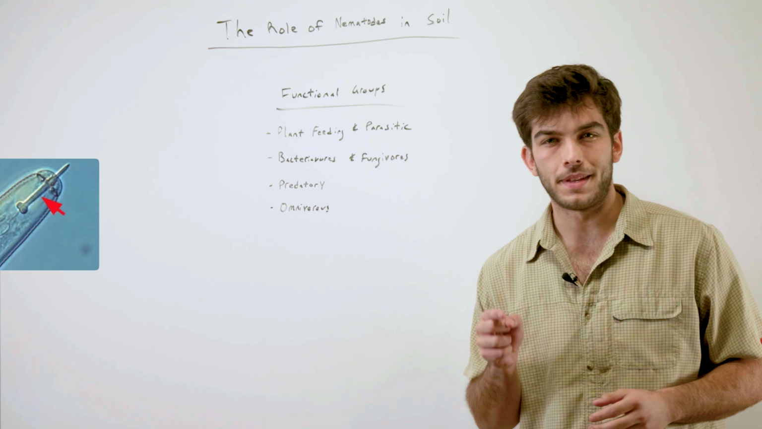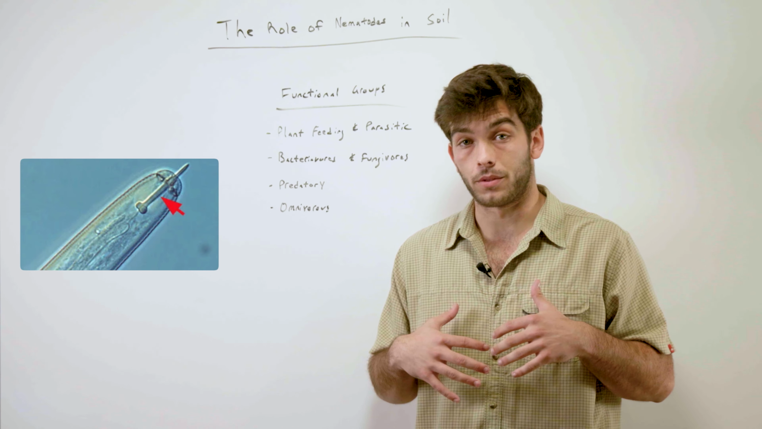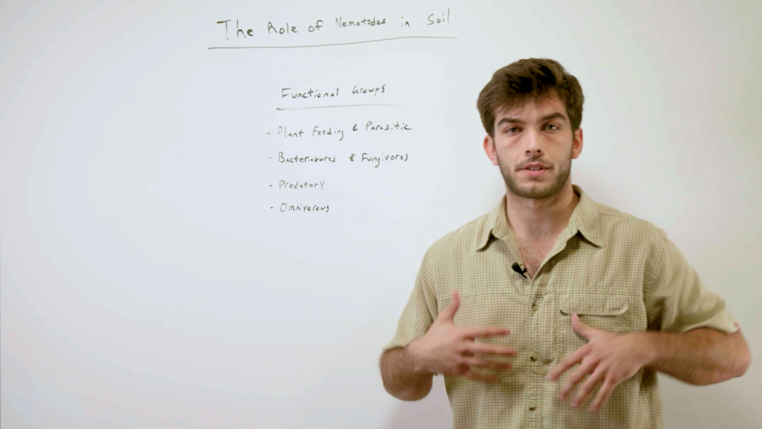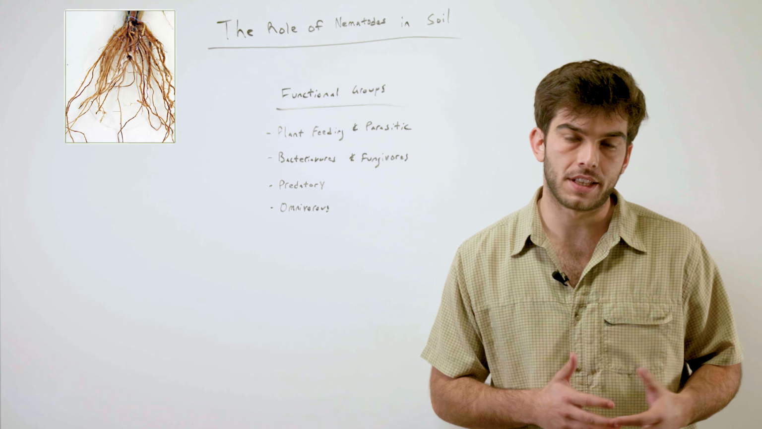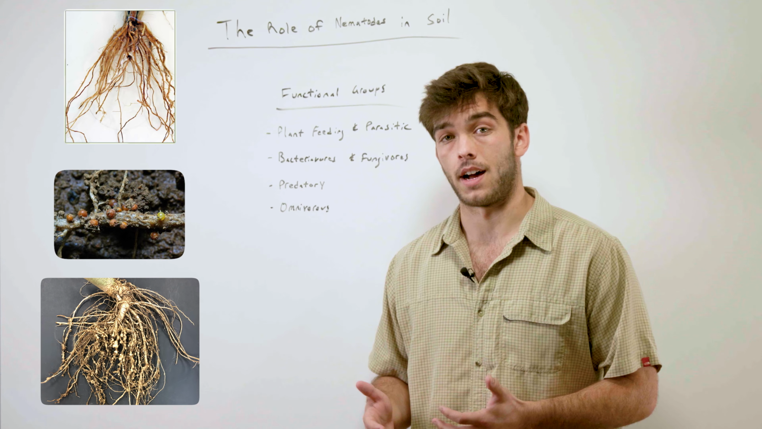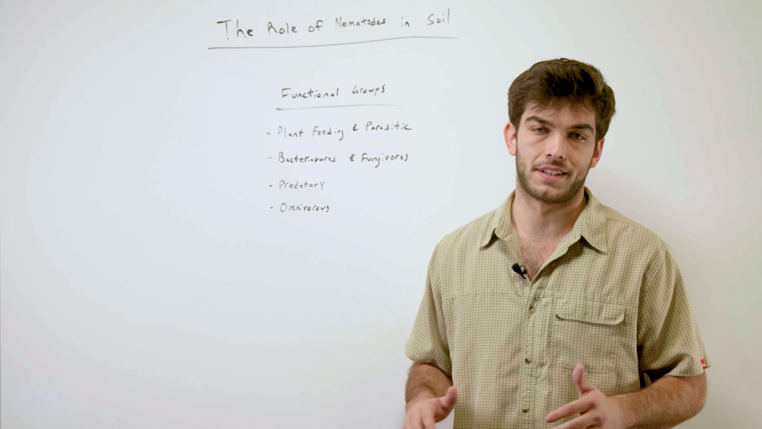Plant-feeding nematodes have needle-like stylets that puncture plant cell walls. Some remain outside the root as ectoparasites, while others penetrate root tissue as endoparasites. Their feeding creates lesions, cysts, and root knots. This relationship is purely parasitic and does not provide any benefit to the plant.